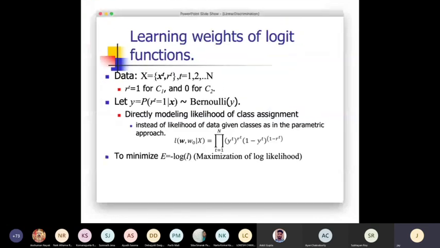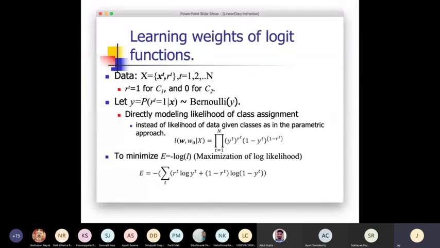And we can define the maximization of log likelihood, which means the minimization of minus log L, and then this energy function can be defined in this form. So you have to minimize it.